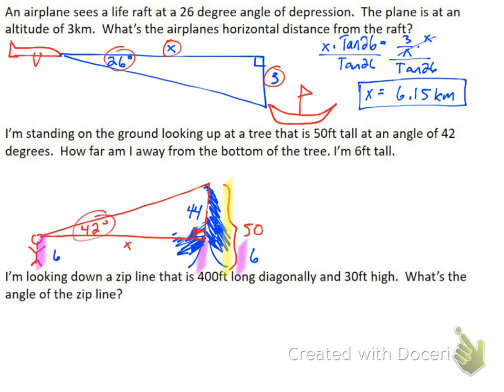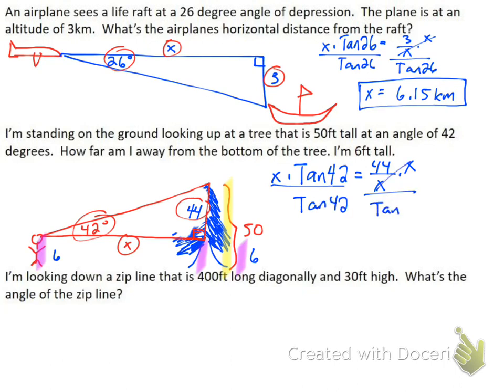Again, I'm using two things I know, one thing I don't know. I'm going to use tangent because I've got opposite and adjacent. So tangent of 42 is equal to 44 over x. Multiply both sides by x, divide by the tangent of 42. Skipping a step there, but I think we're good with that. And so I get x, the distance I am away from the tree, is 48.87.